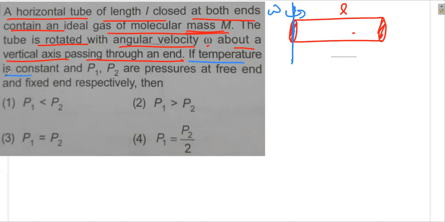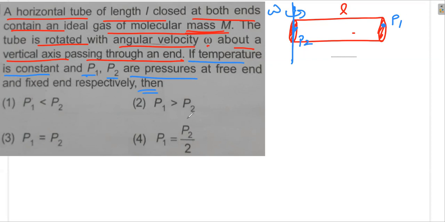If the temperature is constant and P1 and P2 are the pressures at the free end and fixed end. Free end means the one that is free to rotate. So this is P1, the pressure at the free end, and the fixed end is this, so P2. So this is P1, this is P2. Then they just want you to find the relationship.